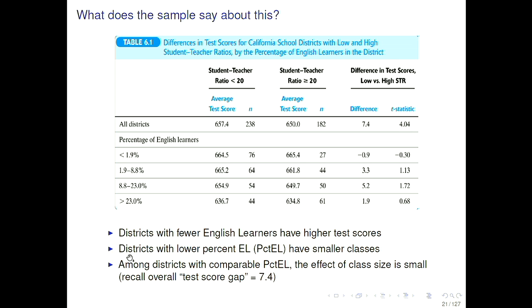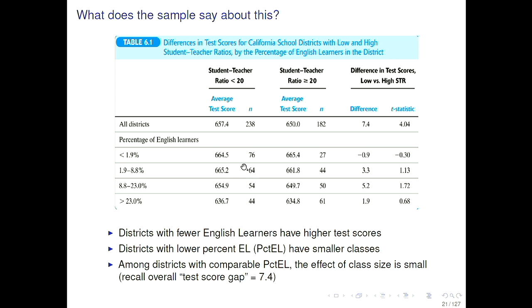And the second: districts with lower percent, that is, fewer English learners, have smaller class sizes. Let's see if this is right. Lower percent of English learners over here. What is the class size?